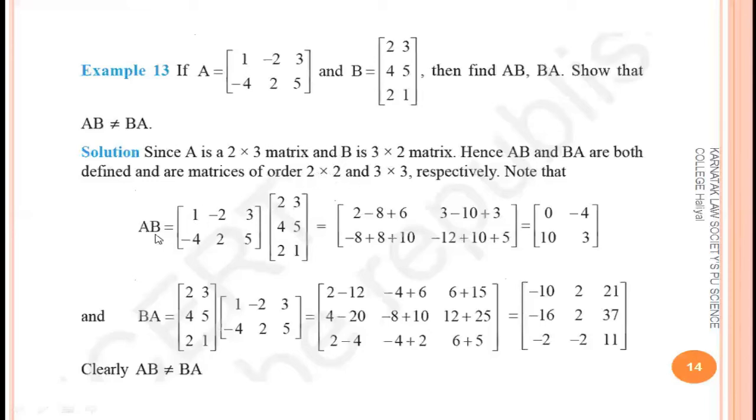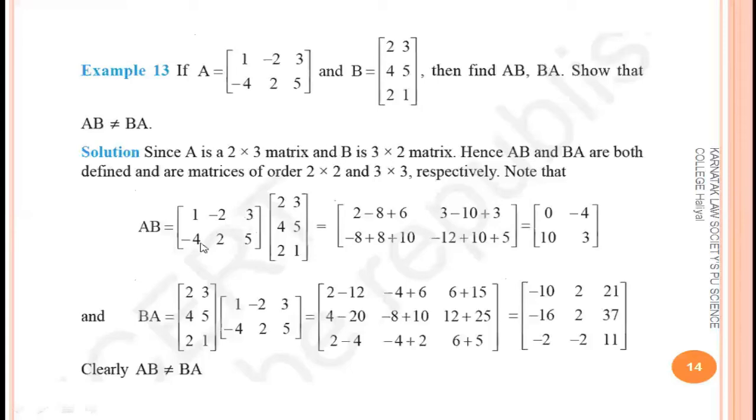AB. Here, first row into first column. That is 1 2s are 2, minus 2 into 4 is minus 8, 3 2s are 6. After multiplying, we need to take the sum of them. Next, first row into second column. 1 3s are 3 and 5 2s are 10, but they're minus 2. That's why it becomes minus 10, and 3 1s are 3.